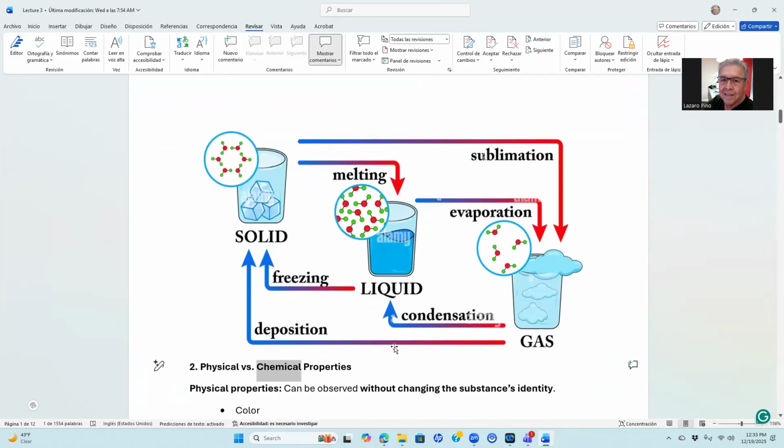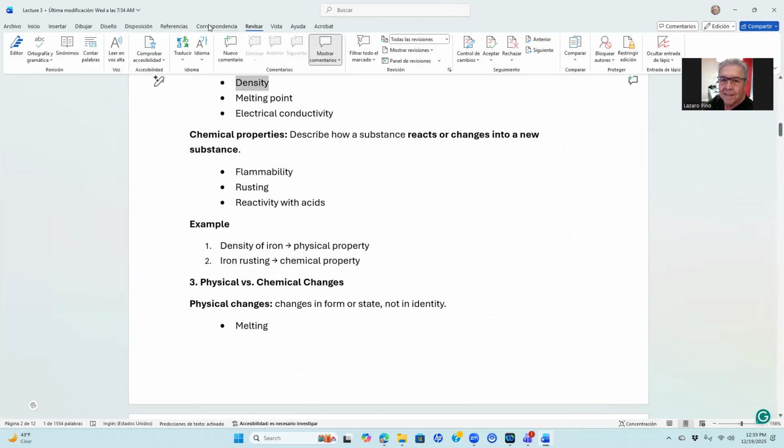2. Physical versus chemical properties. Physical properties can be observed without changing the substance's identity: color, density, melting point, electrical conductivity. Chemical properties describe how a substance reacts or changes into a new substance: flammability, rusting, reactivity with acids. Example: density of iron, physical property. Iron rusting, chemical property.